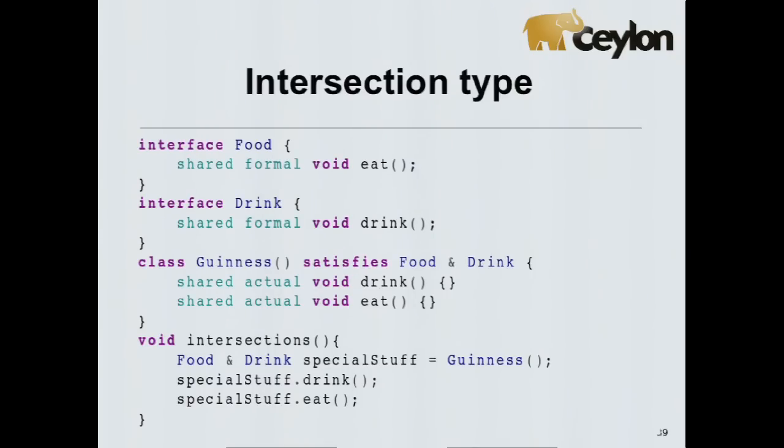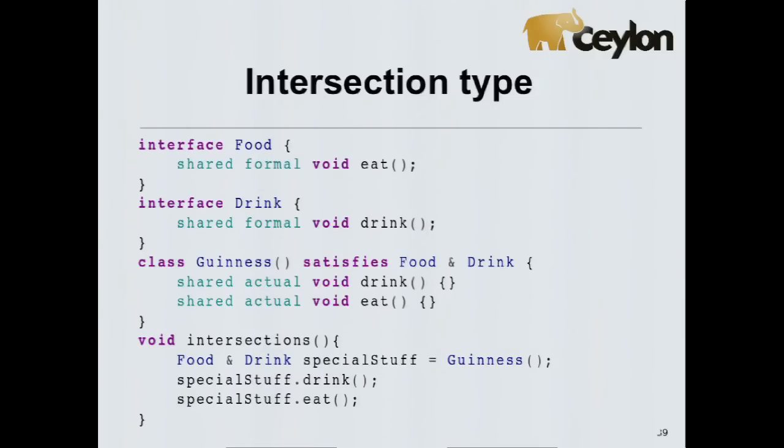And we have another thing called intersection types, and this is best described with an example. So we stick to the food metaphor. We have food that you can eat and drink that you can drink. And maybe people are not that familiar with Guinness here in the US. Guinness is a drink from England or Ireland, which is really thick. So once you've had a Guinness, you usually are not hungry anymore. So it's a bit like soup, right? So it's both food and drink.